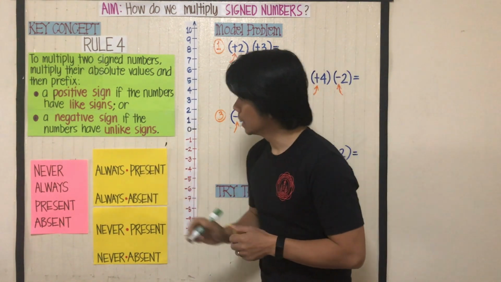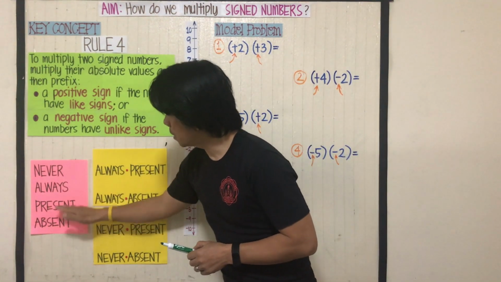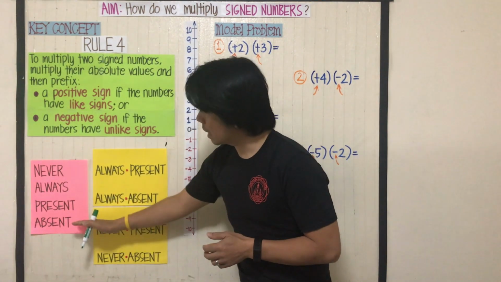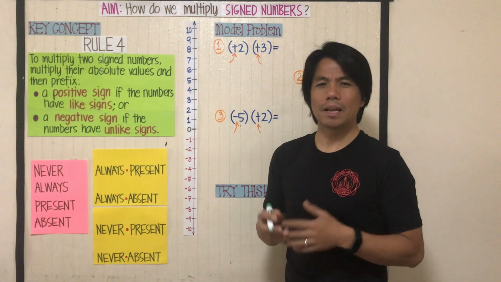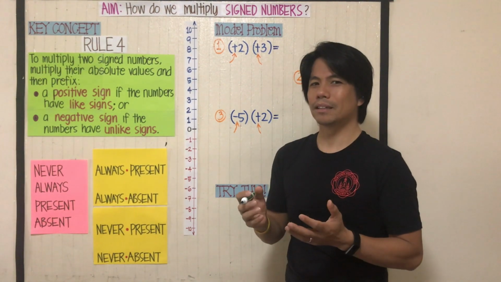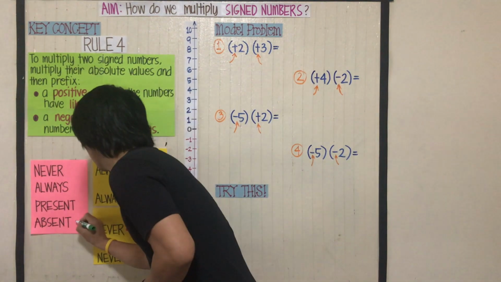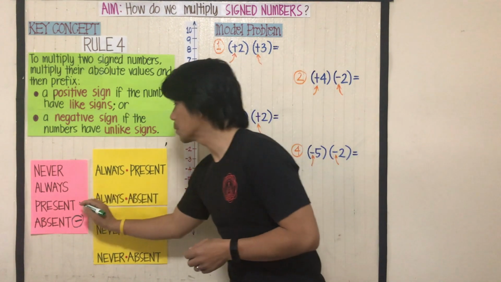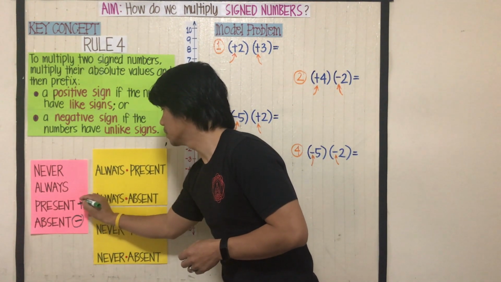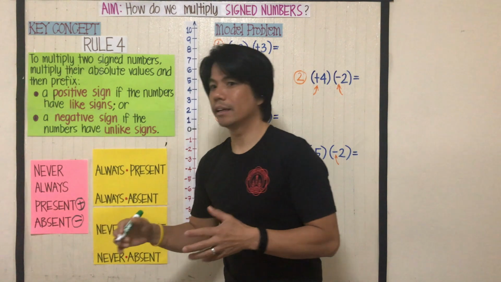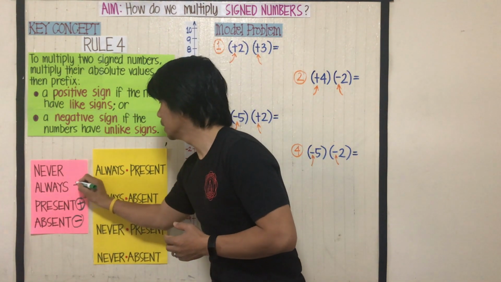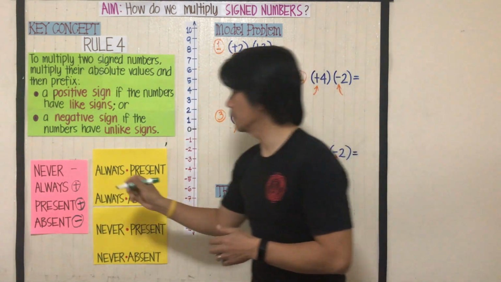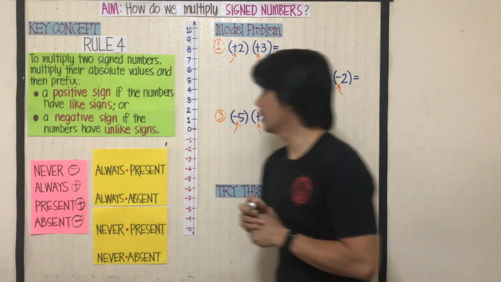Let's take a look at this. So I have here 4 words: never, always, present, and absent. Let's begin with absent. When you're absent, is that a good thing? No. Whether physically or mentally, that's negative. Of course, when you're present, that's positive, right? And always, let's take it as a positive, because never connotes a negative thing, right?